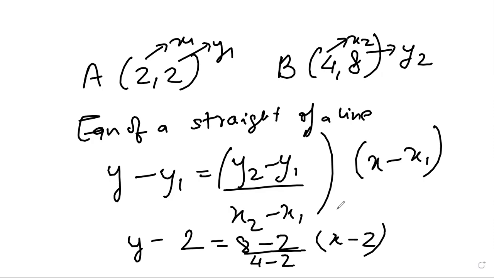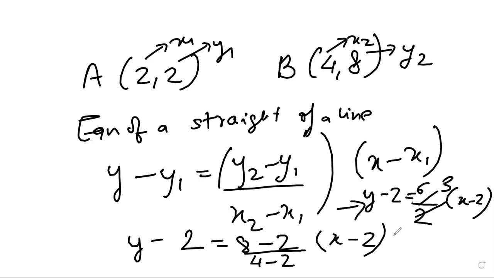So you solve it further. When you solve it further, you will get y minus 2 is equal to 6 upon 2 times x minus 2, that is 3. So you will get y minus 2 is equal to 3x minus 6. So you solve it further to get 3x minus y, you take y that side, is equal to 4. So this is our equation of a straight line. Now this was the method when coordinates of 2 points are given to us.